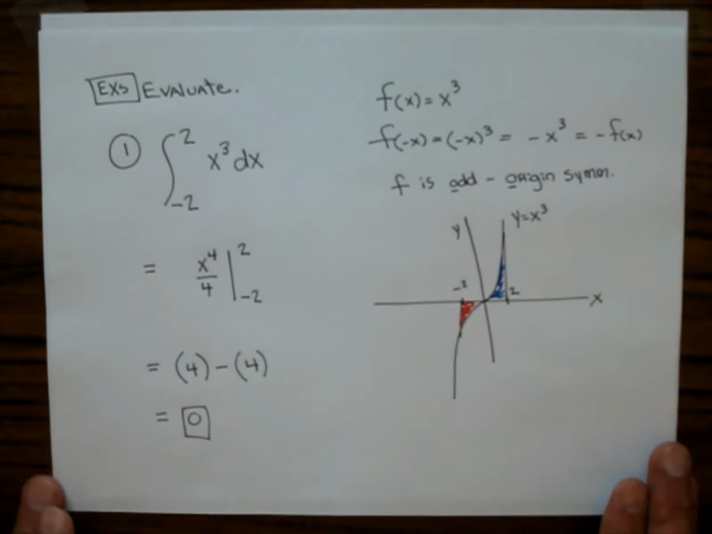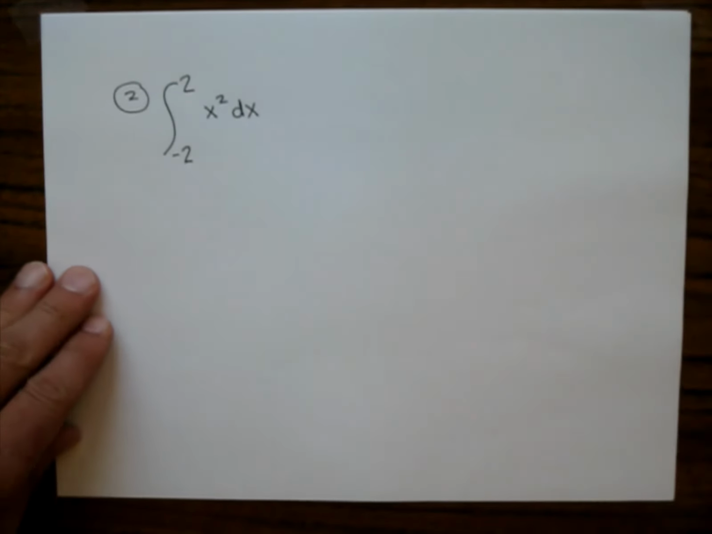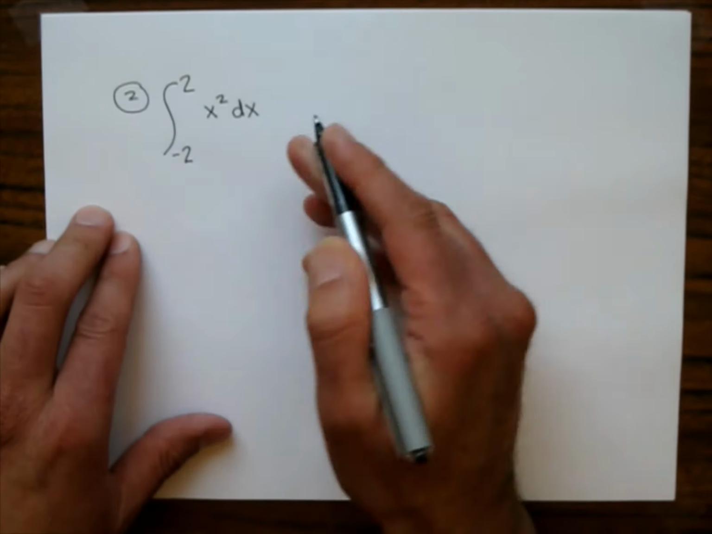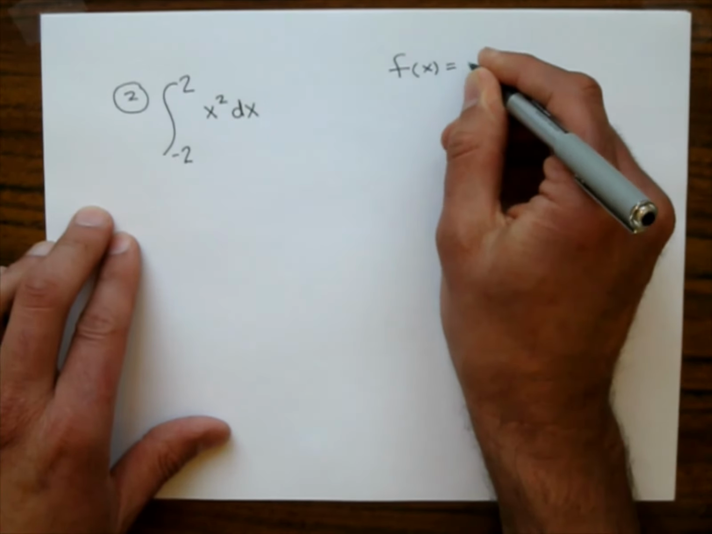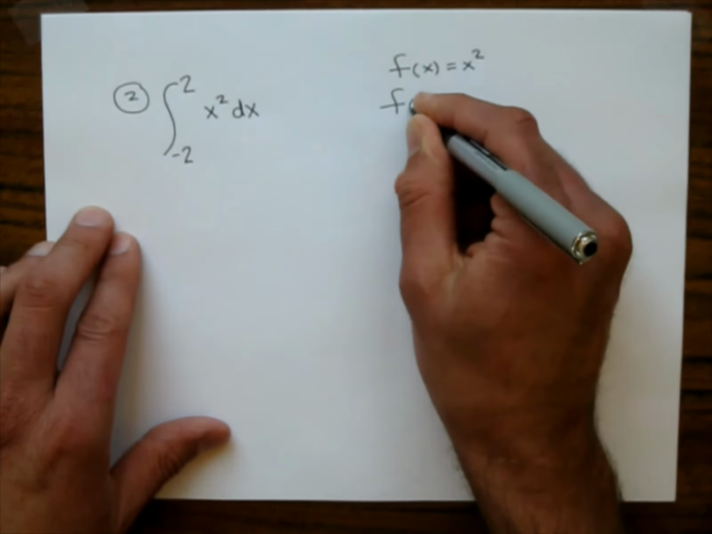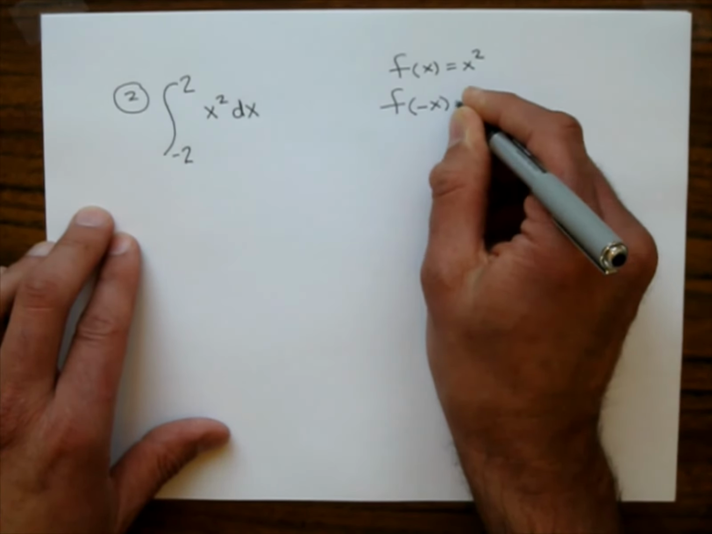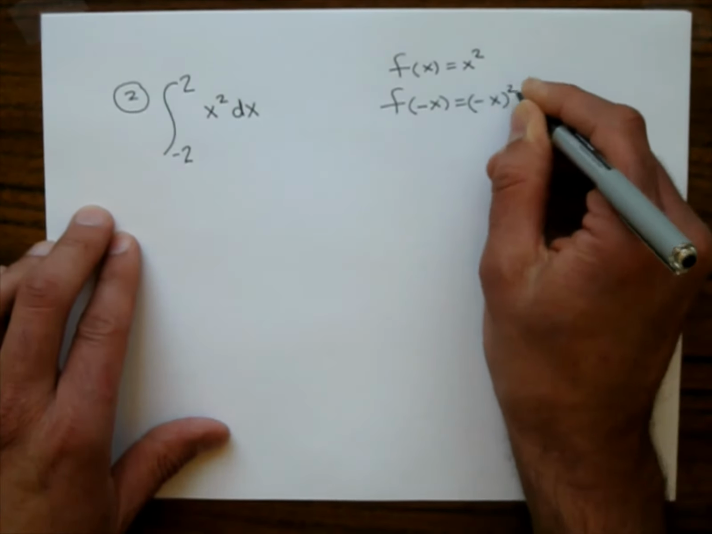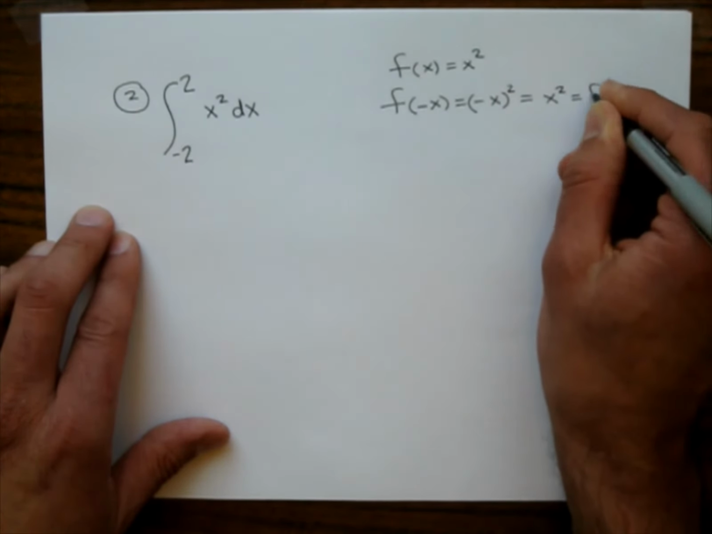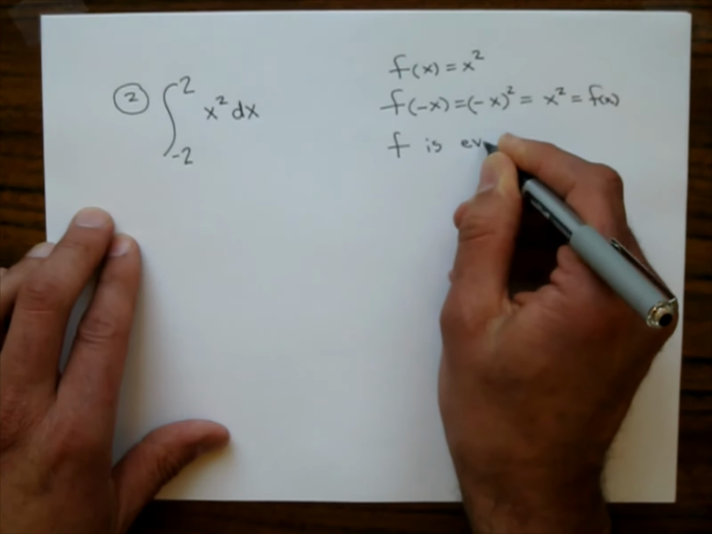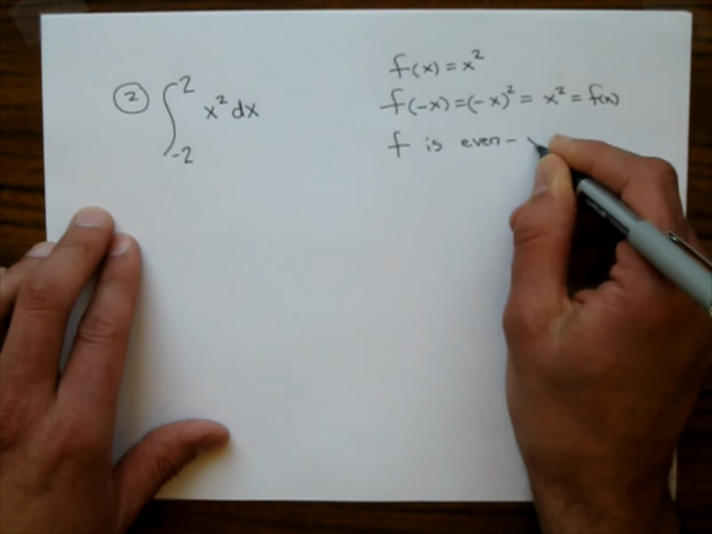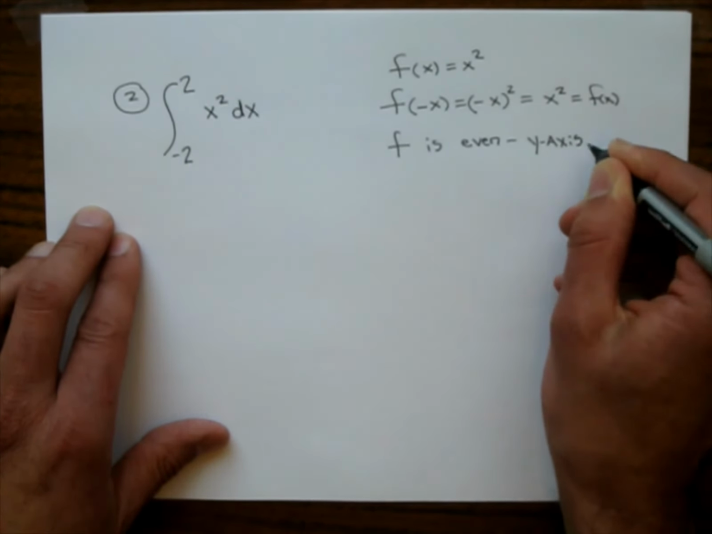Let's go ahead and do another problem here. Maybe I'll approach this one a little differently. So this one right here, we are integrating an even function. Now how do I know it's even? We'll call that f of x. Well, the algebraic way of testing to see if something is odd or even is we put negative x in for x. We end up getting the same function. So f is even, which means it has y-axis symmetry.